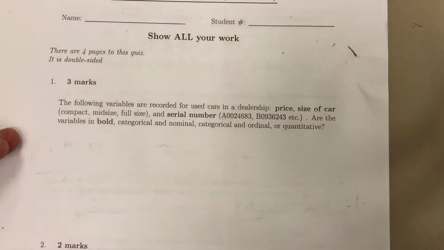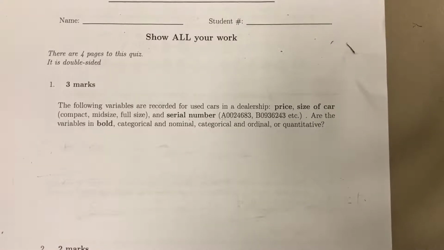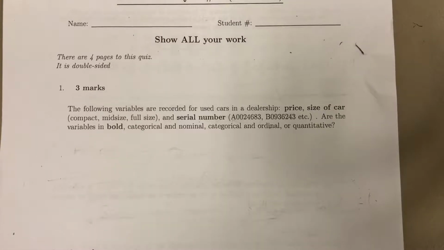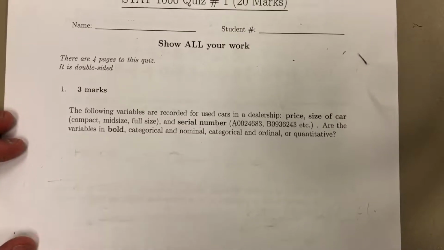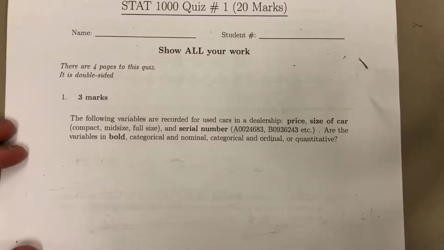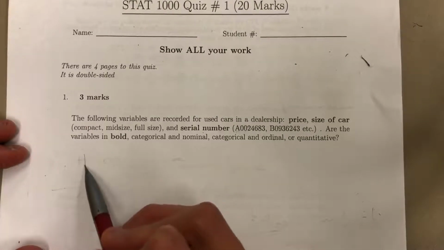Okay, so I'm going to go over questions on a quiz that a lot of people made mistakes on. So I'm going to start off with question 1 here. The question asks us which of the following 3 variables, price, size of car, and serial number, falls into a quantitative variable, a categorical and nominal variable, or a categorical and ordinal variable. Since it's out of 3 marks, it's 1 mark per correct answer for each variable. So I'll start off with price.